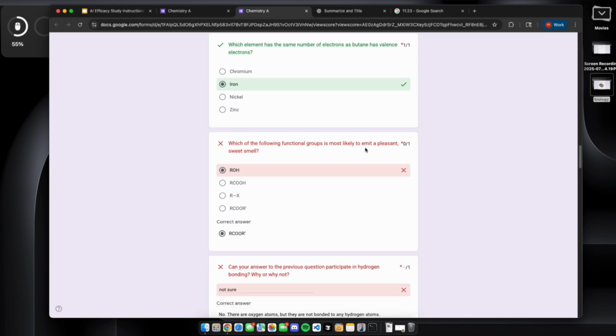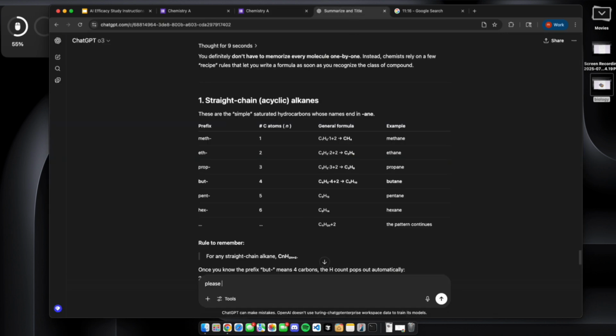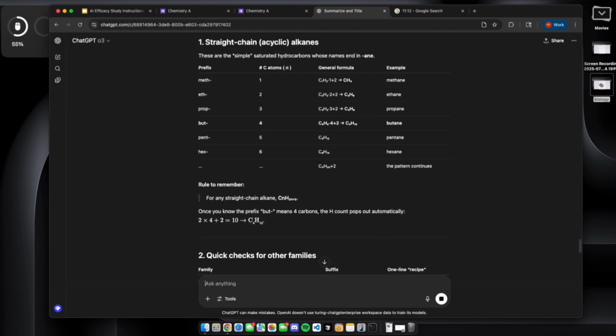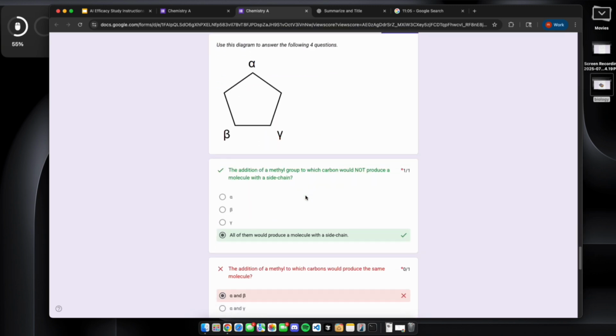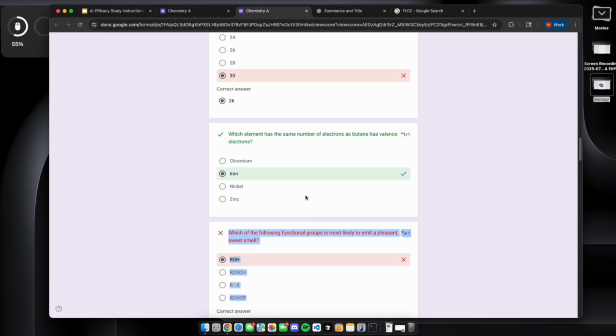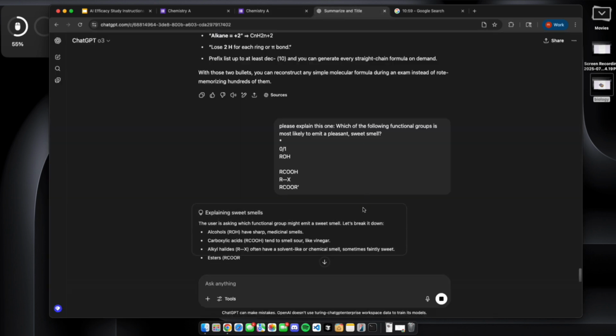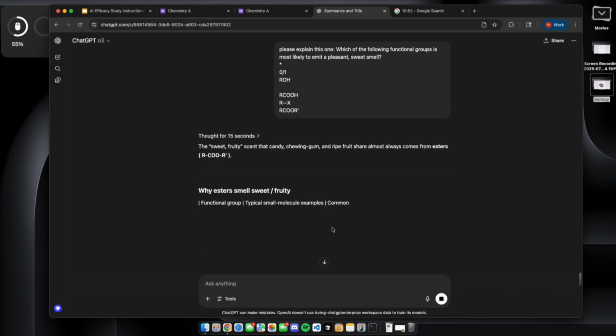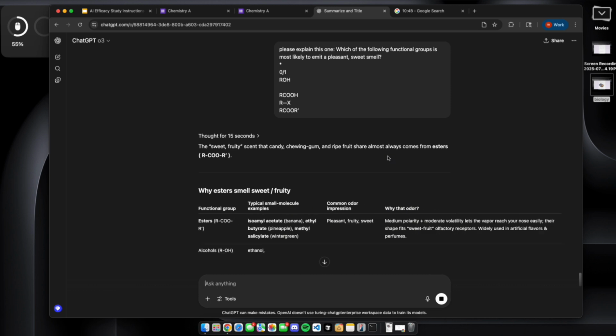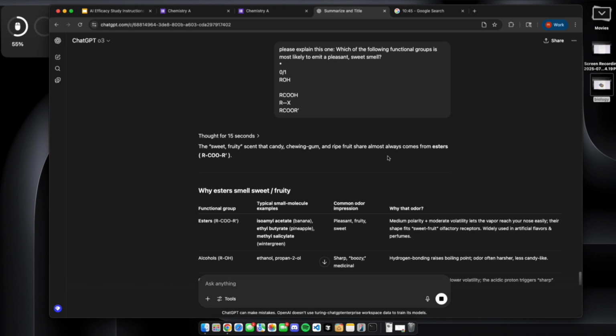Which of the following functional groups is most likely to emit a pleasant sweet smell? Let's explain this one. The sweet, fruity scent that candy, chewing gum, and ripe fruit share almost always comes from esters, RCOOR. Why esters smell sweet and fruity? Typical smell molecule examples are banana, pineapple, wintergreen.